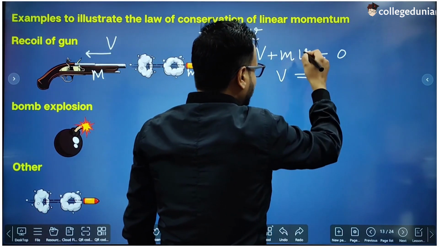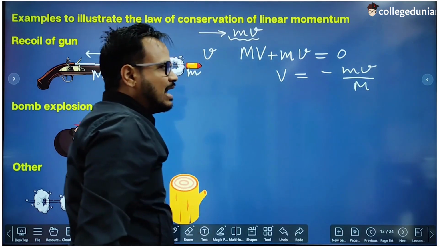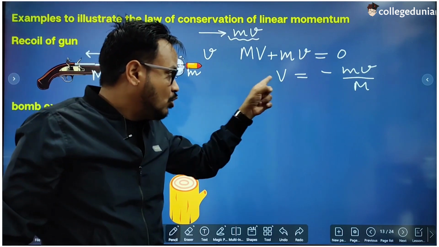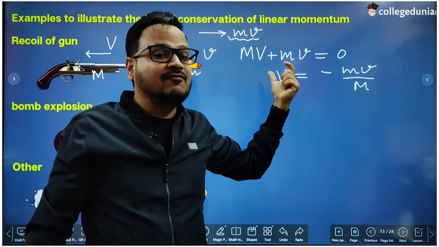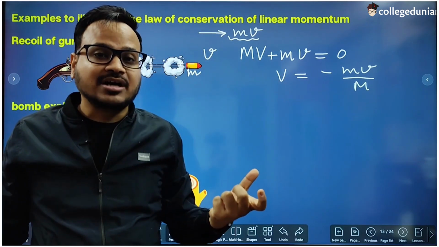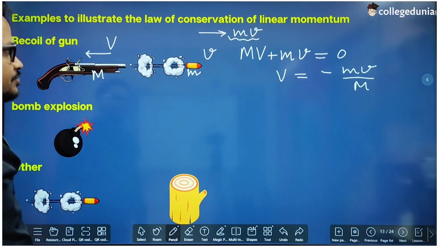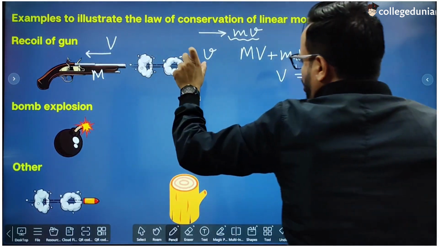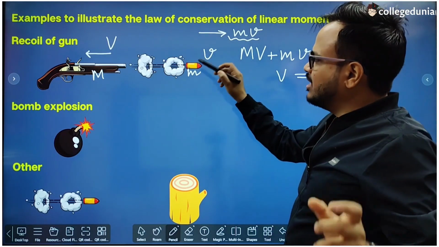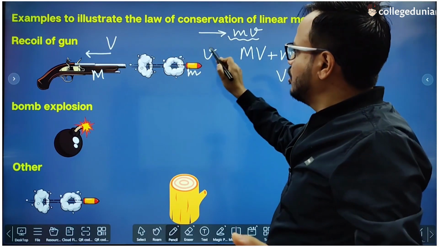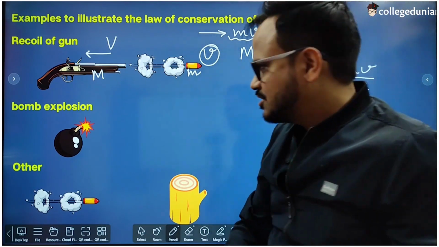So v, which is the recoil velocity of the gun, is mv by capital M, which is the mass of the gun. So recoil velocity is inversely proportional to the mass of the gun. So we make guns heavy so that they have less recoil velocity and we can hold those guns easily in our hand. Okay. So the product of mass and velocity of both bullet and gun is the same, right? Since the mass of the bullet is much smaller than the mass of the gun, the velocity of the bullet in the forward direction is much greater than the recoil velocity of the gun in the backward direction.